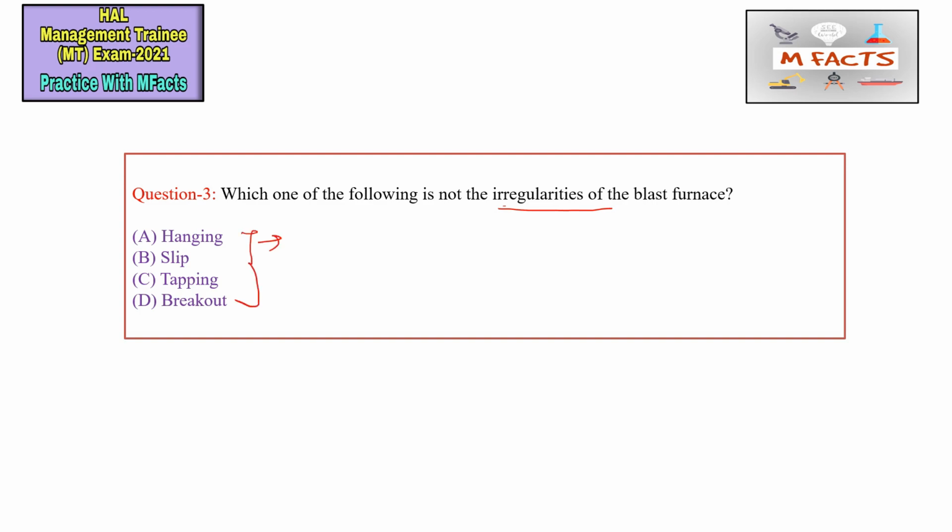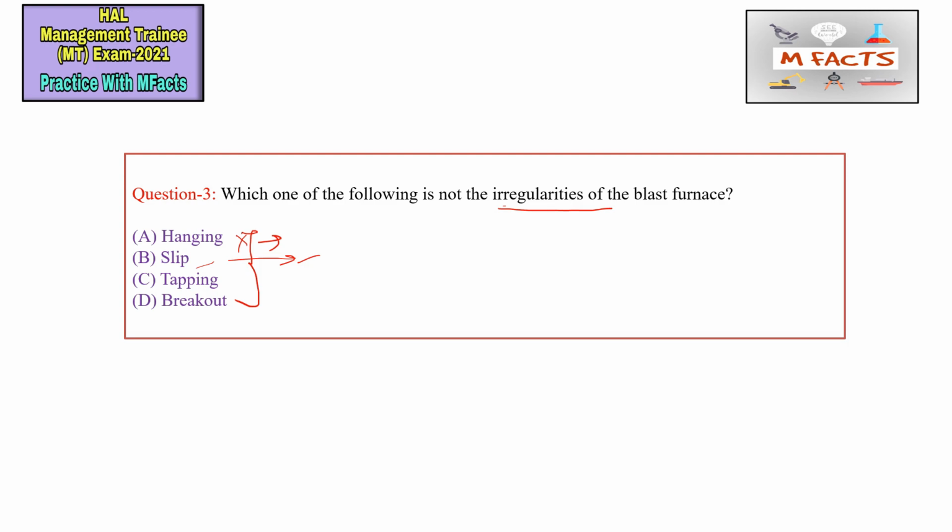The first one is hanging. Hanging generally means that when the uniformity of charge burden in the furnace is interrupted by any means, the situation is known as hanging. So this is basically an irregularity of the blast furnace, so this is a wrong option. The next one is slip. Slip is the situation when we lose control of the falling of charged material or burden material during the furnace operation. This situation is known as slip.